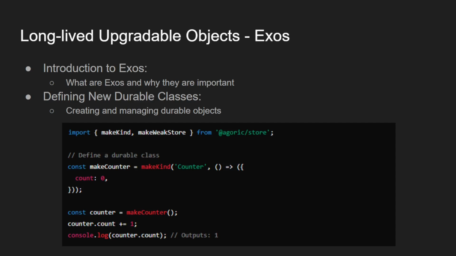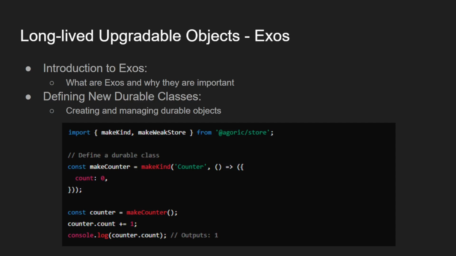Exos are objects designed to have a long lifespan and the capability to be upgraded. They encapsulate both state and behavior, ensuring that changes to the object's code do not disrupt its existing state. This makes Exos ideal for building robust, maintainable applications.